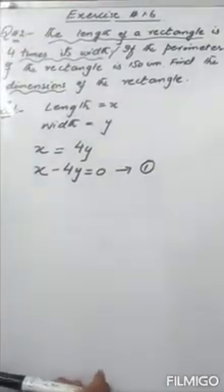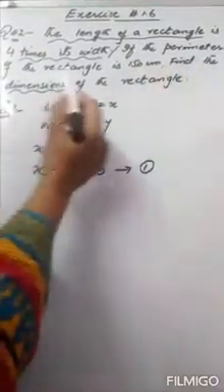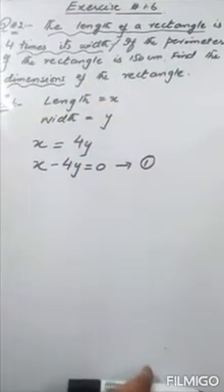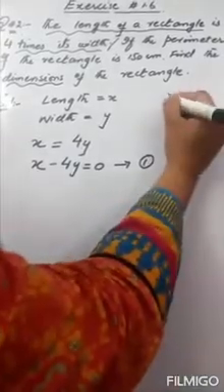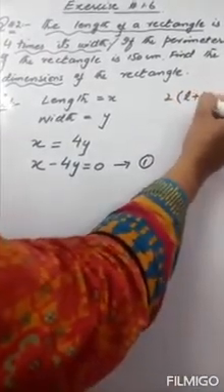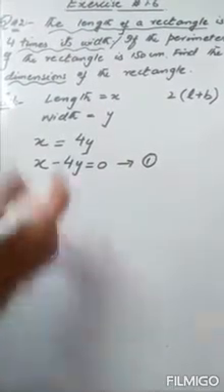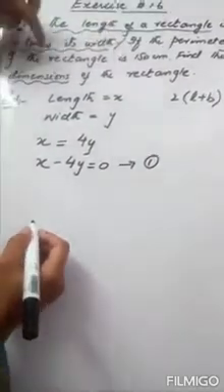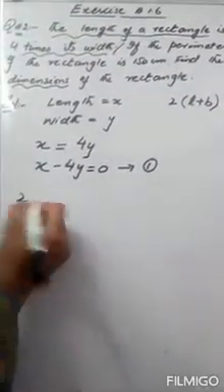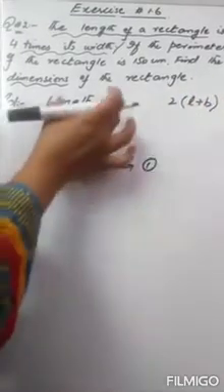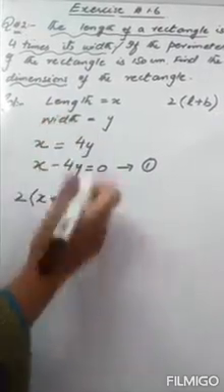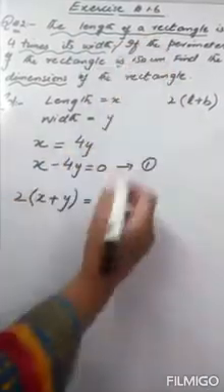Now we will read the rest of the statement. If the perimeter of the rectangle is 150 centimeter. Now recall the formula of the perimeter of the rectangle. What is it? It is 2 times length plus breadth. Now we have to write this in mathematical form. So 2 times length, which is x, plus width, which is y, is equal to 150 centimeter.